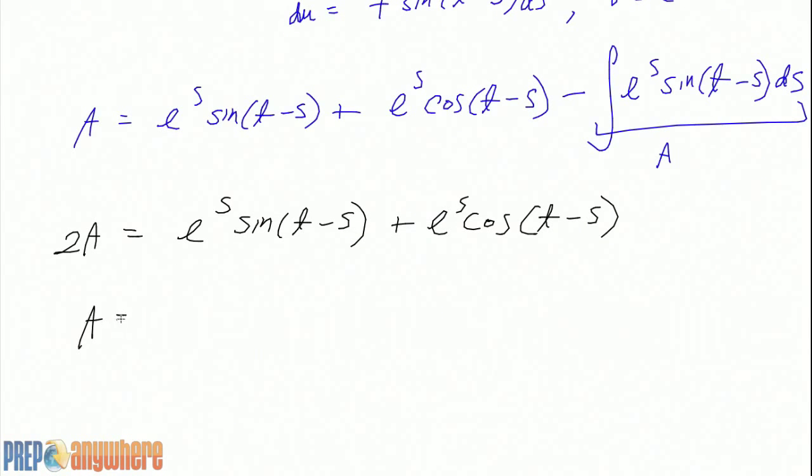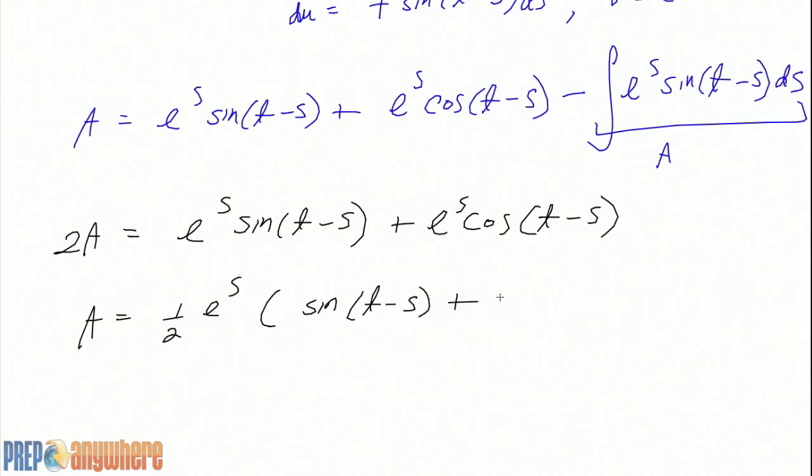Okay, finally, the integration that we want is half of, let's factor out e to the power of s, e to the power of s times sine t minus s plus cosine t minus s, and of course plus some constant.